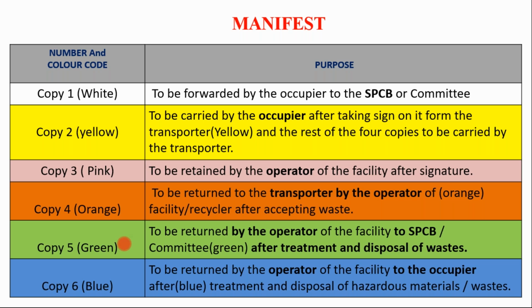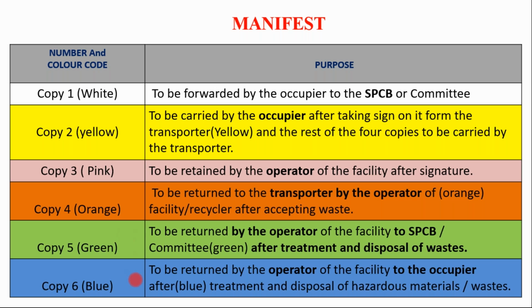Then 5 indicates the green color, to be sent by the operator of the facility to the SPCB, that is the State Pollution Control Board, or the committee after treatment and disposal of the waste. So after treatment or disposal of that hazardous waste, this green copy should be submitted to the State Pollution Control Board or the committee. So green indicates that the treatment or the disposal is completed.